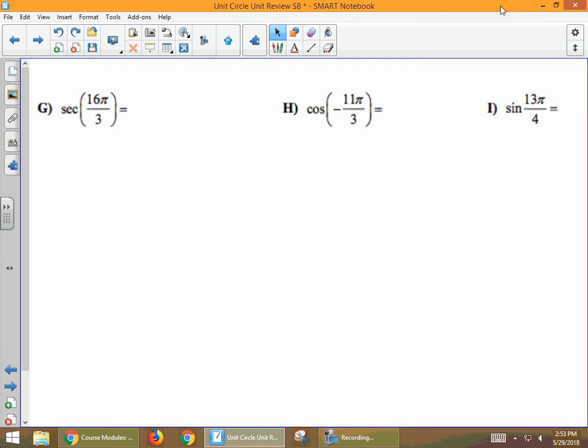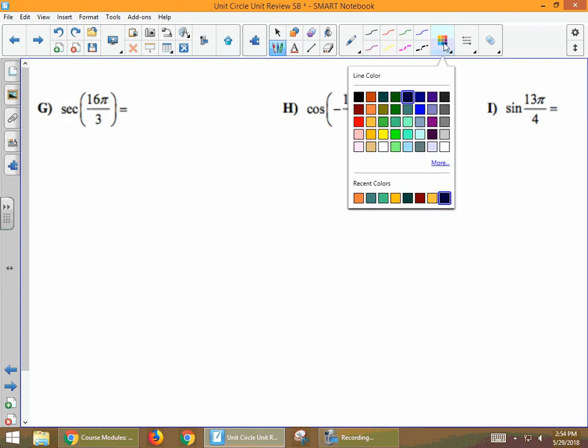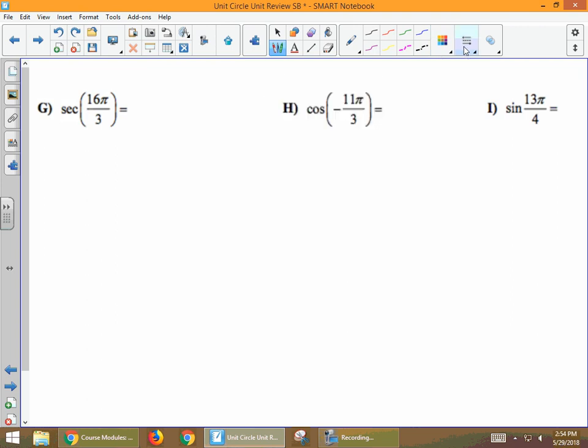All right, I'm still working on number 12 here through the last page of your review. I'm on part G, and I'm dealing with 16 pi over 3. So again, our angle is too big, like most of these angles have been, either too big or too small. So I'm going to start with 16 pi over 3, and I'm going to subtract 2 pi in thirds. That's going to be 6 pi over 3. And that's not going to be enough.